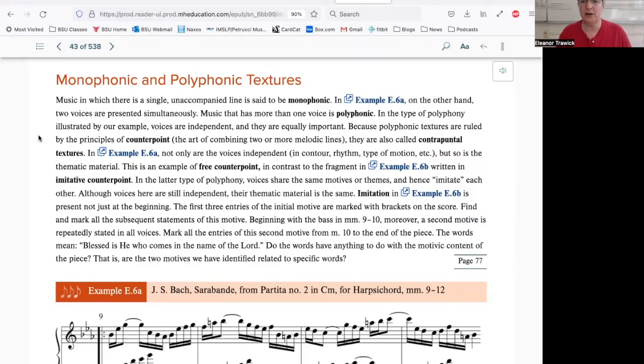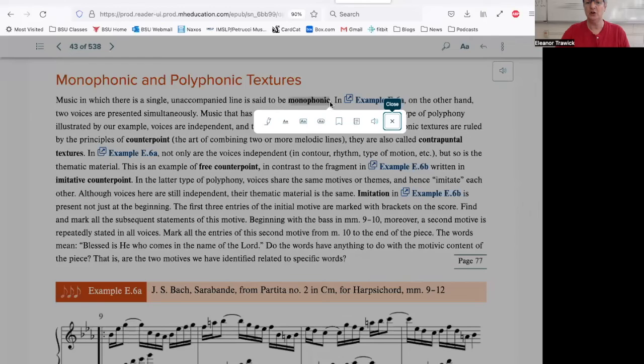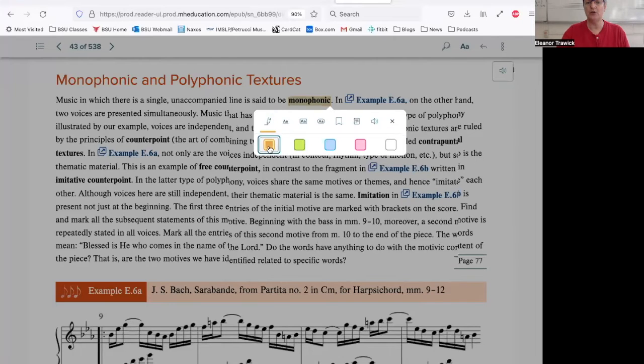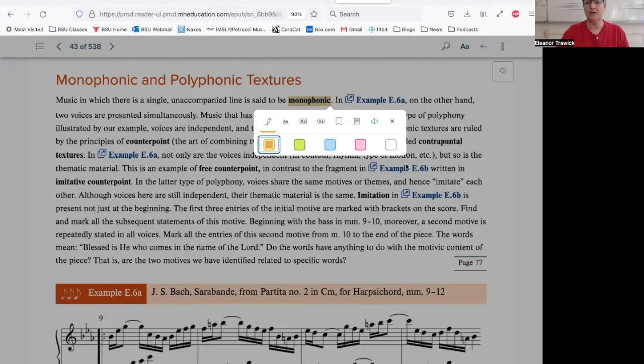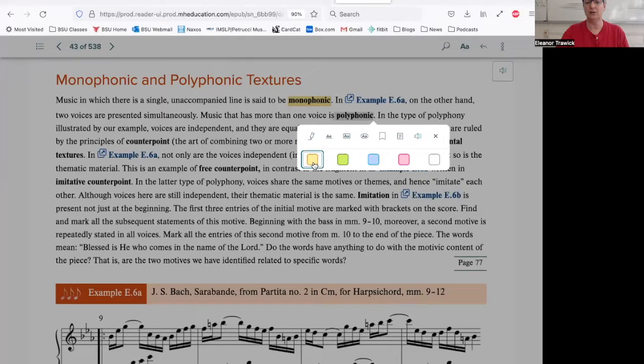Okay, so this is some information straight from your textbook. I thought it would be good to share the actual textbook with you because the textbook has some boldface terms, and these are terms that you should know. So we might want to highlight terms like monophonic or polyphonic.